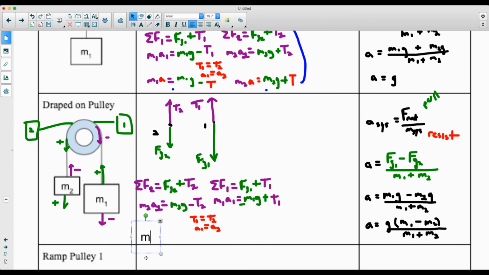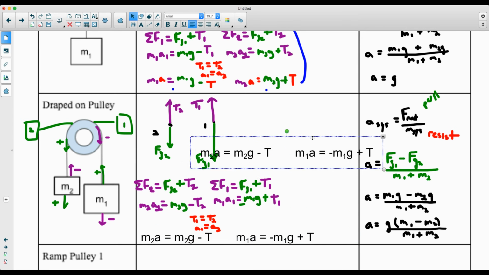There we go. We can say that M2A, a singular acceleration now, equals M2G minus a singular tension. Over here, M1A, singular acceleration, equals negative M1G plus the singular tension. Cool. Now, if we solve each of these for tension, right?